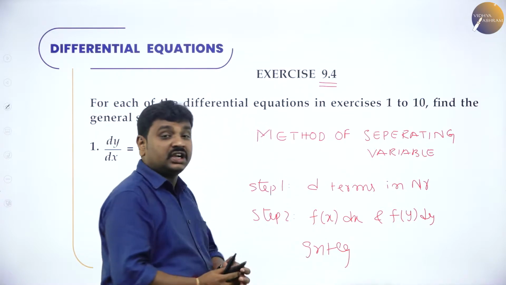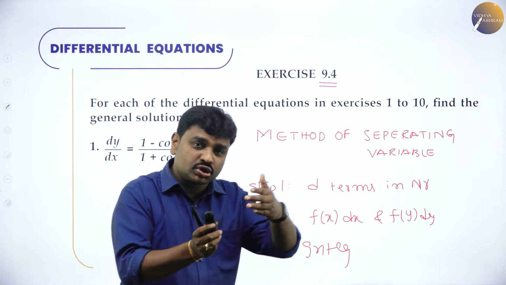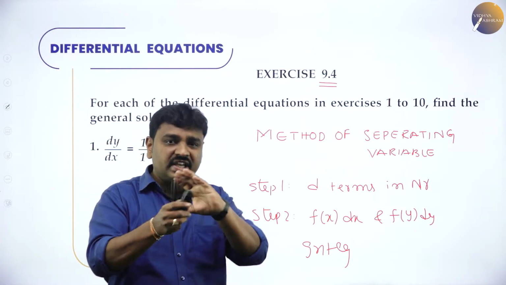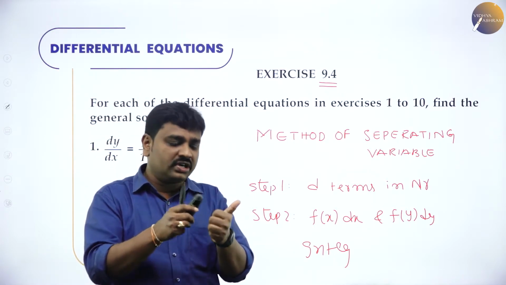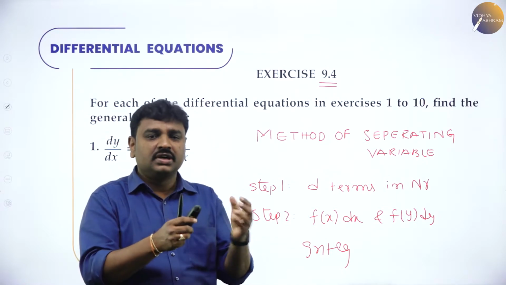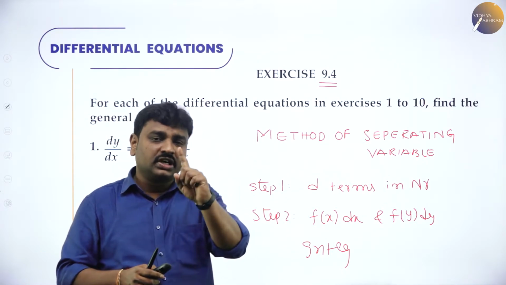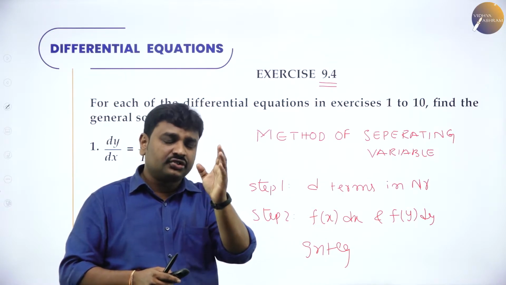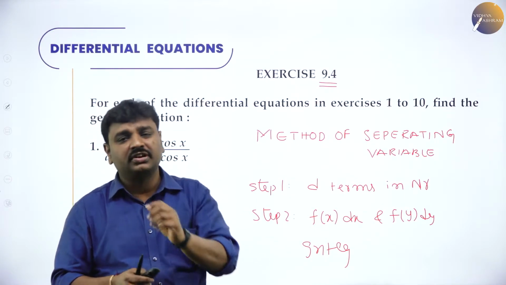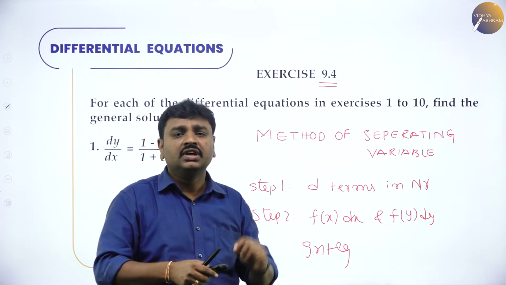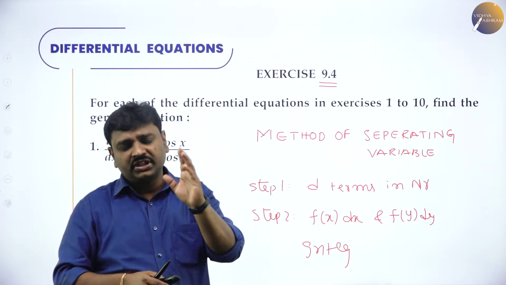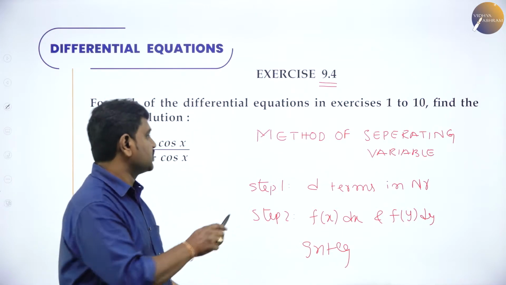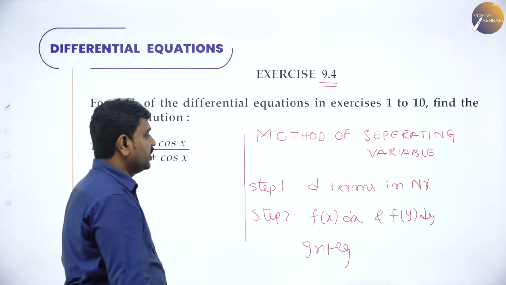See, first d term should be numerator, x should be with dx and functions of y should be with dy. Club them or rearrange them. You can rearrange, you can divide and multiply depending on that. So first target is you should make all the d terms in numerator. Second thing is x functions should be with dx and functions of y should be with dy. If it is t, functions of t should be with dt, like that. Then you should integrate. That's it. This is called as method of variable separable.